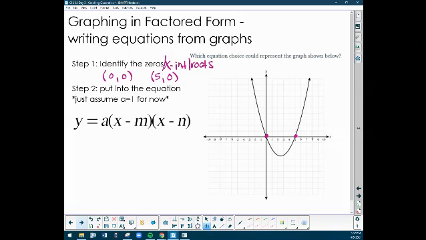And then step 2 is to put in the equation. Okay, in that space next to factored form, I want you to write the factored form equation. Okay, if you don't remember, it's right here. And again, assume a = 1 for now. So we kind of just put a 1 there, and we don't have to deal with it yet. But you will in advanced algebra. I know because I'm doing that on Thursday with my kids.